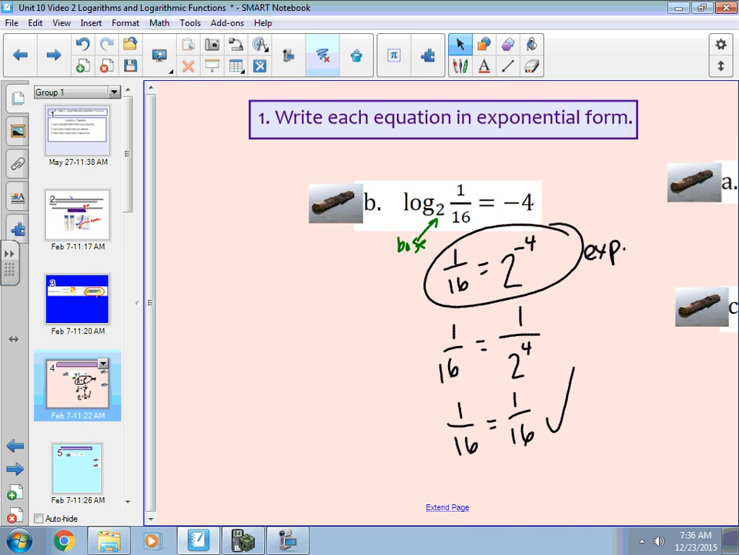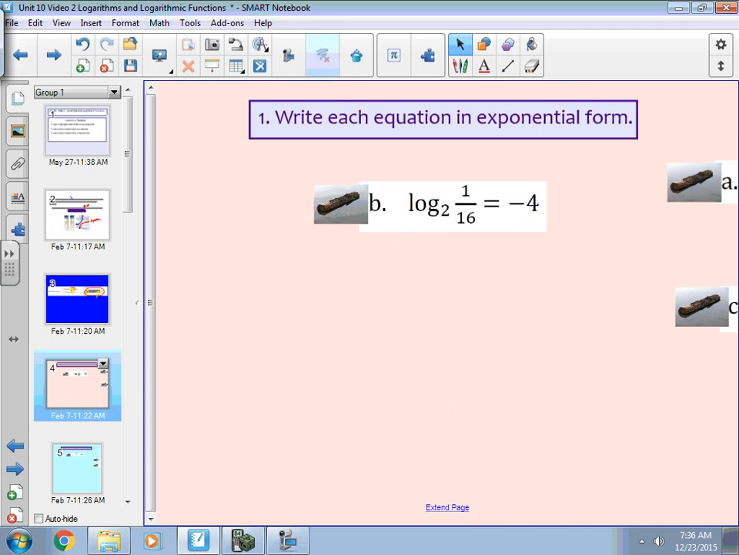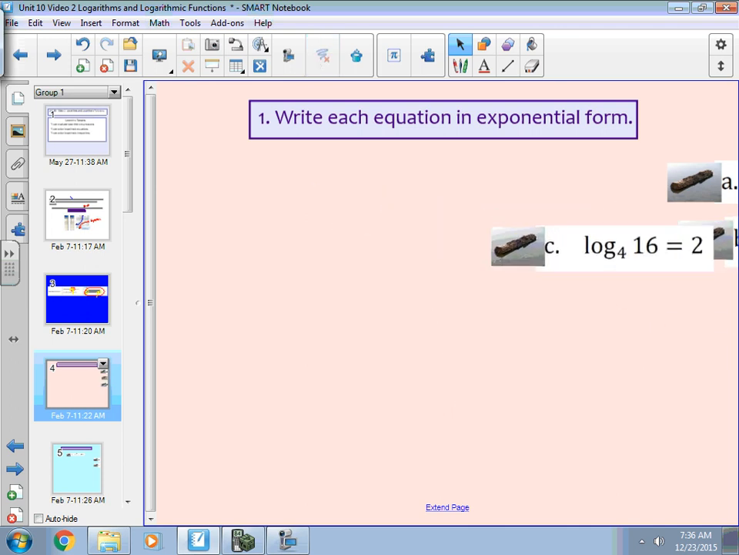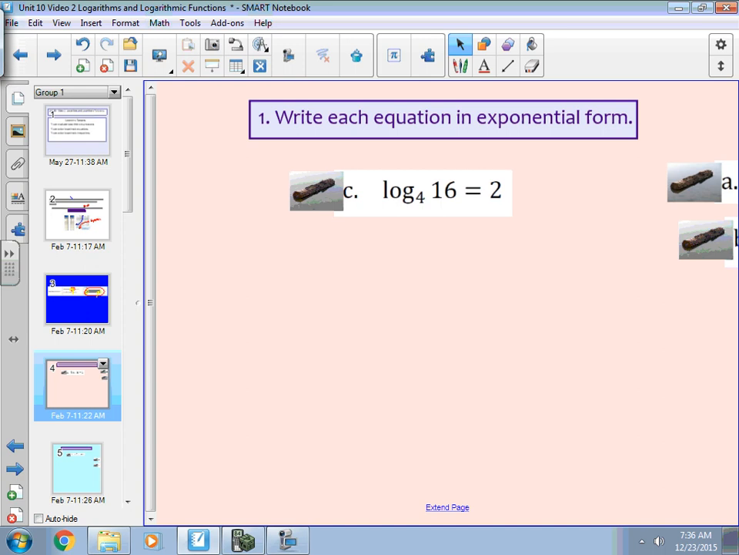All right, let's try one more of those. Why don't you guys pause the video here, see if you can try C out and see what you get. All right, let's see how you did on this one. What you're taking the log of stays in the same spot. Your base becomes the base of the exponential. The only number left is 2 here. That becomes the power. So is 16 equal to 4 squared? Yeah, it definitely is. That's the exponential form.